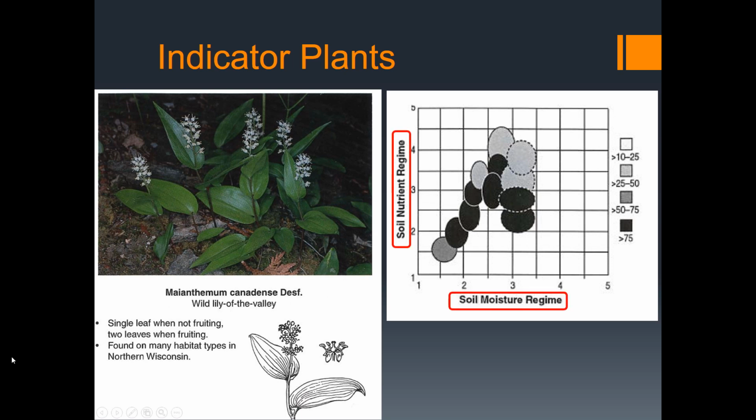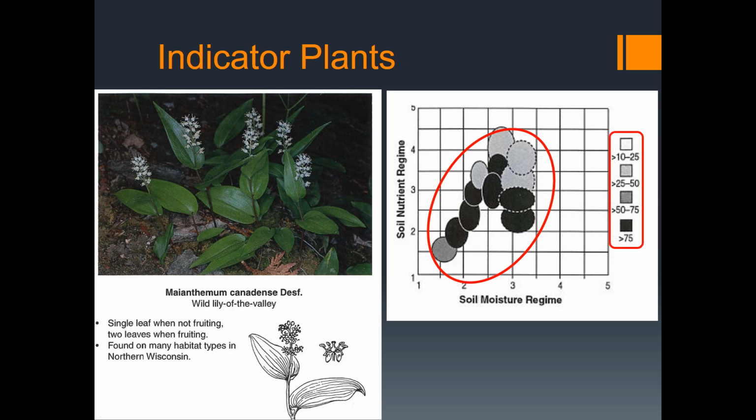we have the soil nutrient regime on the left, soil moisture regime on the bottom, and these represent different forest types, and the color is scaled to show the frequency. So when this system was developed in Wisconsin and people surveyed the vegetation at many different sites to figure out how to classify the different sites, in each of these forest types, they were able to calculate the frequency with which this plant appeared. So you can see for most of those forest types, this was there greater than 75% of the time, and even the ones where it was less present, it was still 25 to 50% of the time.